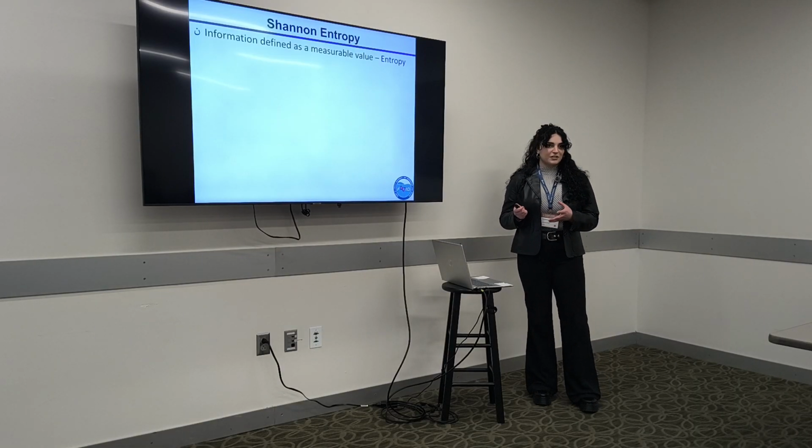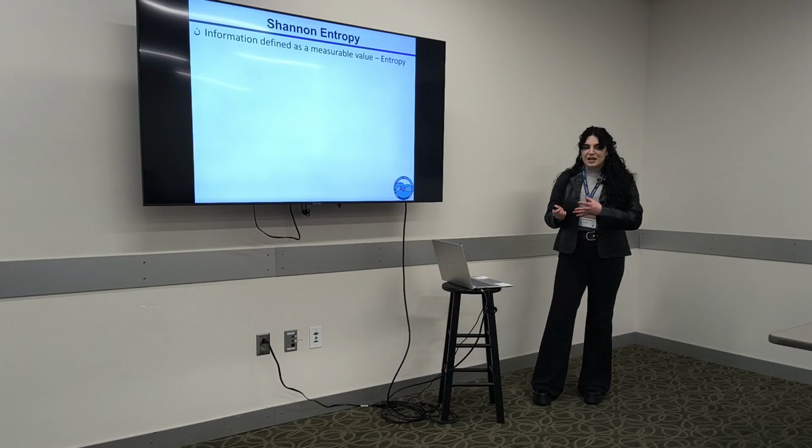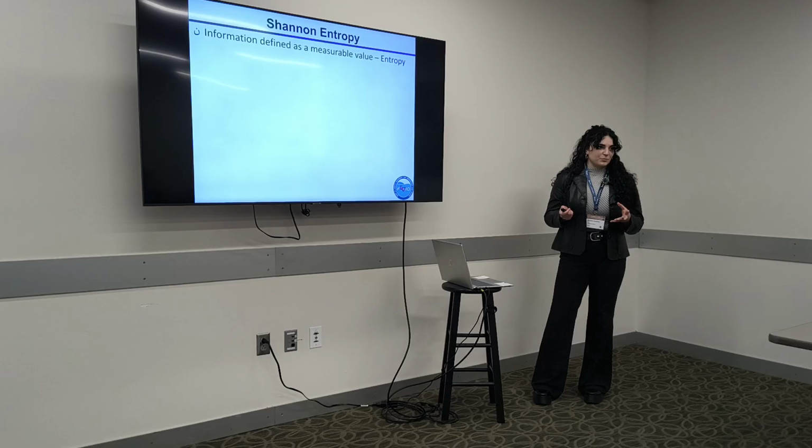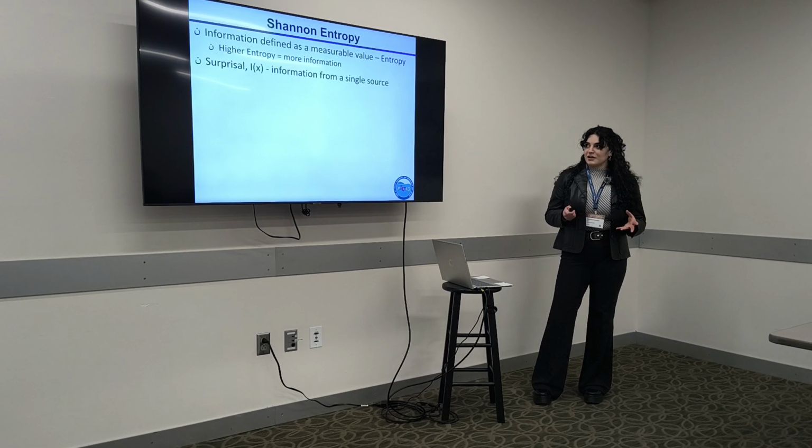A brief introduction to Shannon entropy. Shannon entropy defines information as a measurable value. A higher entropy event is something that provides more information when it occurs. And conversely, a lower entropy event provides less information when it occurs.